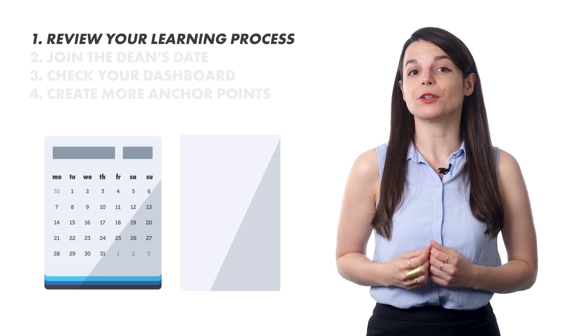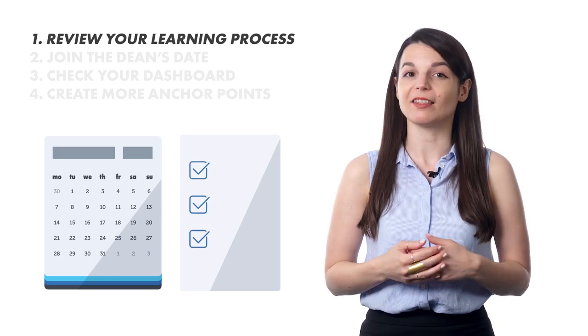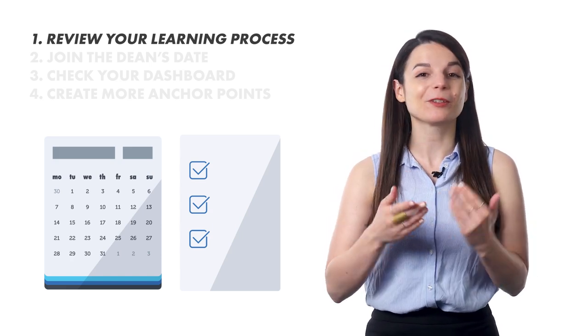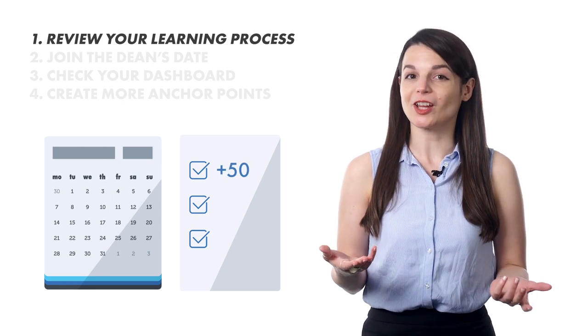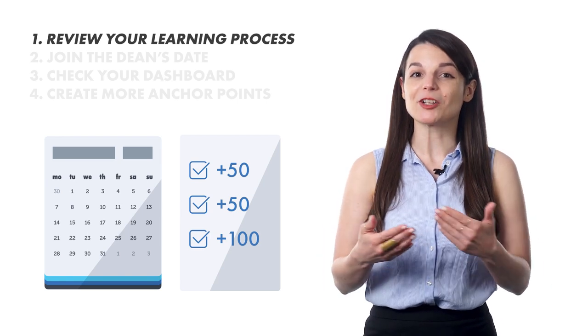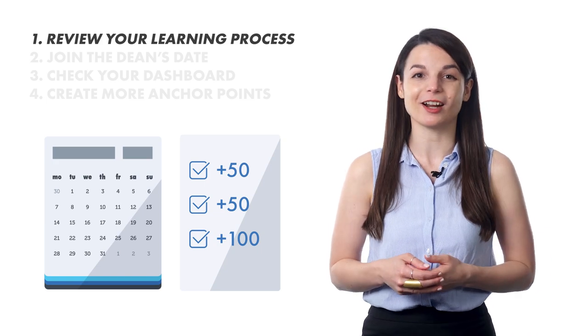1. Review your learning progress. If you've been setting small, measurable goals every month, then this won't be a problem. The goal here is to see how far you've come, and this will help you maintain motivation. If you can see that you learned 50 words in January, 50 in February, 100 in March, and so on, then you have measurable progress. And this lets you know that you're improving, even when you don't feel like you are.